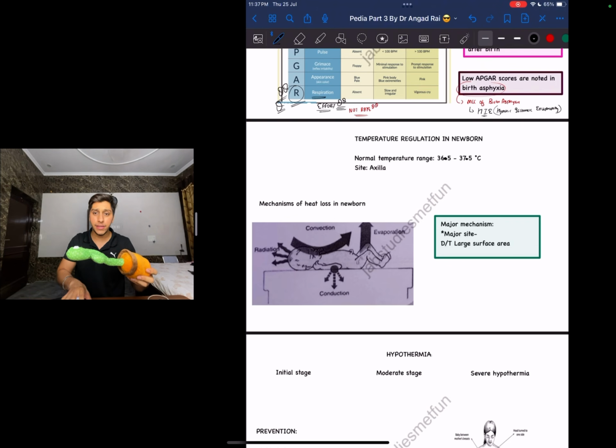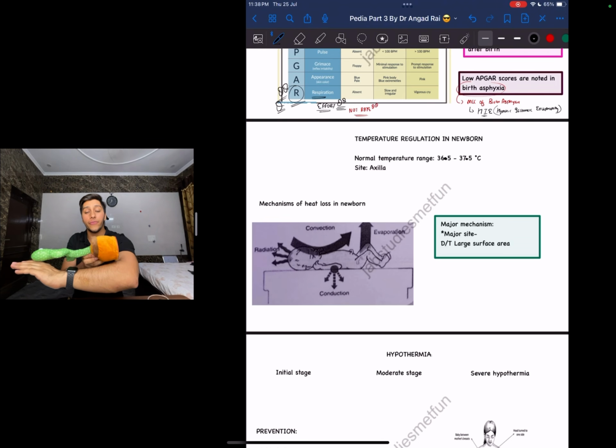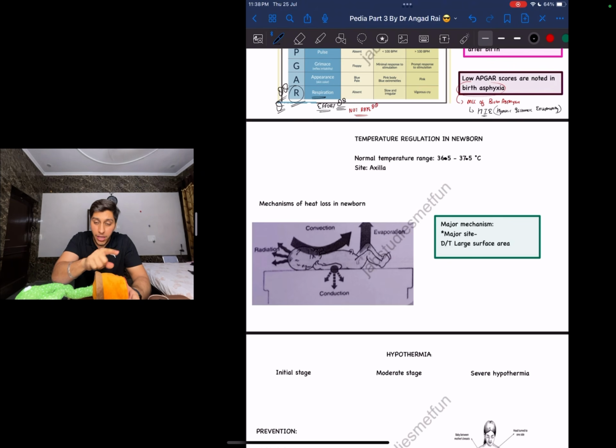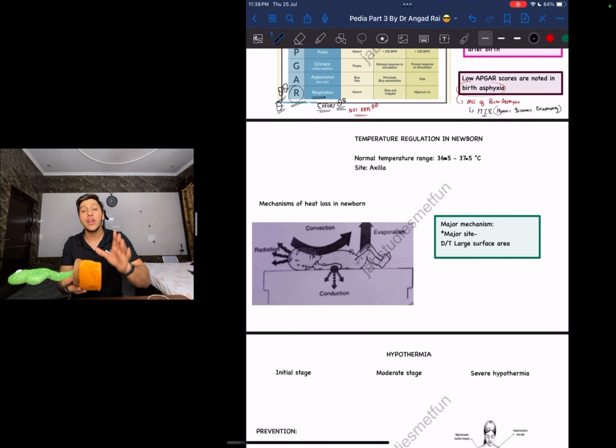Then the second thing: if this is in contact with the table, the loss of heat due to touch, contact, that is contact. Remember the rhyming. I'm trying to rhyme it out. The loss of heat due to touch, contact, is conduction. Then loss of heat due to the air around is convection. Then loss of heat because of water is evaporation.